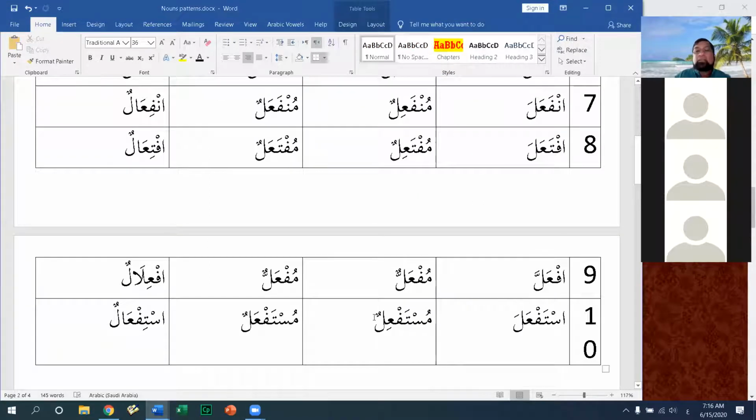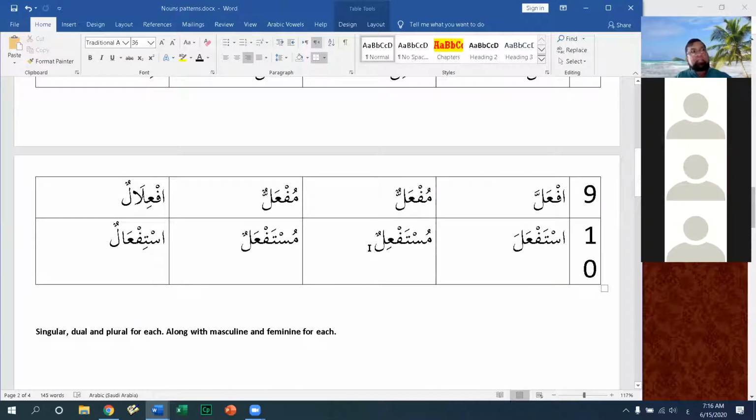The tenth pattern, very important pattern by the way, and used a lot in the Quran. I reminded you before, it is to ask for the action. When you put Hamzatul Wasl, Sin Sakina, and Ta Maftuha, and then you make the Fa Sakina, it is to ask for the action. So we say istafa'ala بمعنى طلب الفعل. استفعل means to ask for the action. اسم الفاعل مستفعل. اسم المفعول مستفعل. This is the one who's asking, this is the one who's being asked.